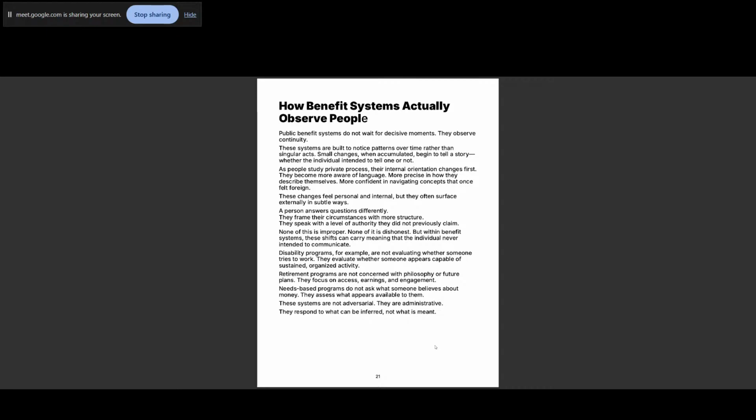Disability programs, for example, are not evaluating whether someone tries to work. They evaluate whether someone appears capable of sustained, organized activity. Retirement programs are not concerned with philosophy or future plans. They focus on access, earnings, and engagement. Needs-based programs do not ask what someone believes about money. They assess what appears available. These systems are not adversarial, they are administrative. They respond to what can be inferred, not what is meant.